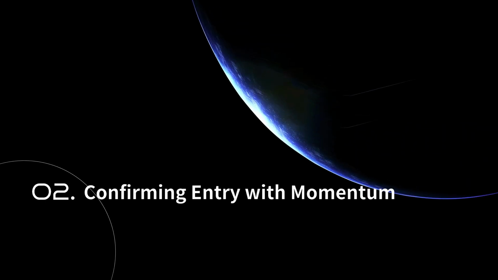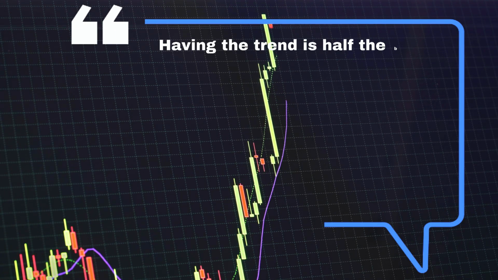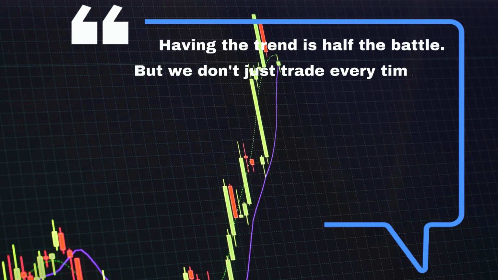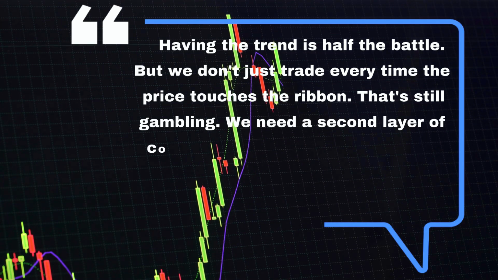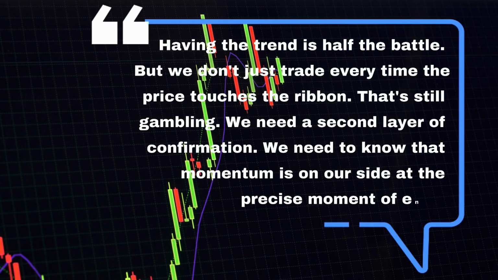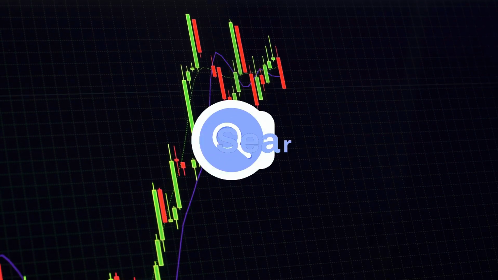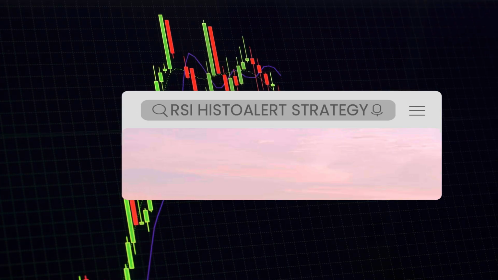Now part 2. Confirming entry with momentum. Having the trend is half the battle. But we don't just trade every time the price touches the ribbon. That's still gambling. We need a second layer of confirmation. We need to know the momentum is on our side at the precise moment of entry. So go back to the indicators section and search for the RSI Histo Alert strategy.